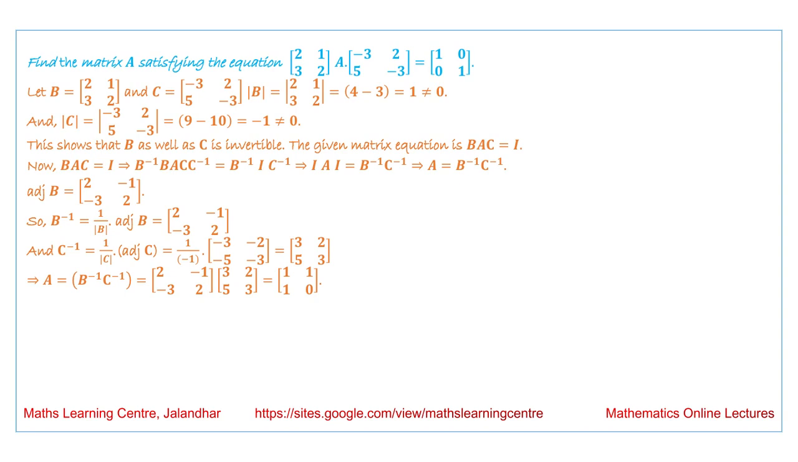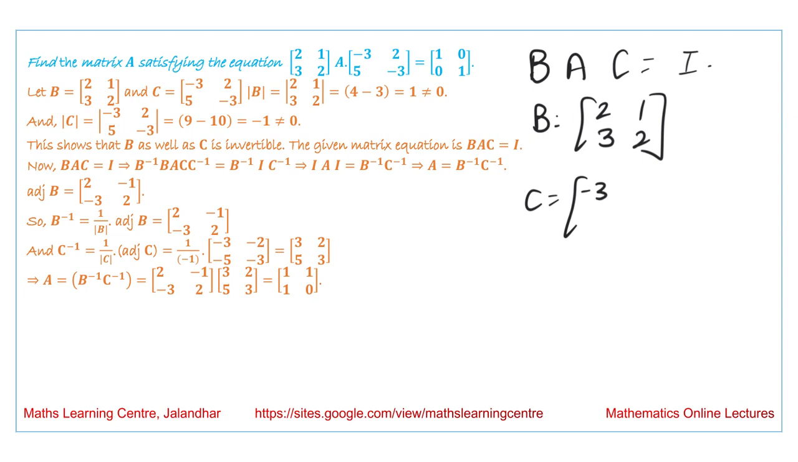Next is to find the matrix A satisfying this equation. Now this equation we can write in the form BAC = I, where B is the matrix [2, 1; 3, 2] and C is the matrix [-3, 2; 5, -3]. Now the determinant of B is equal to 1, and the determinant of C is equal to -1.